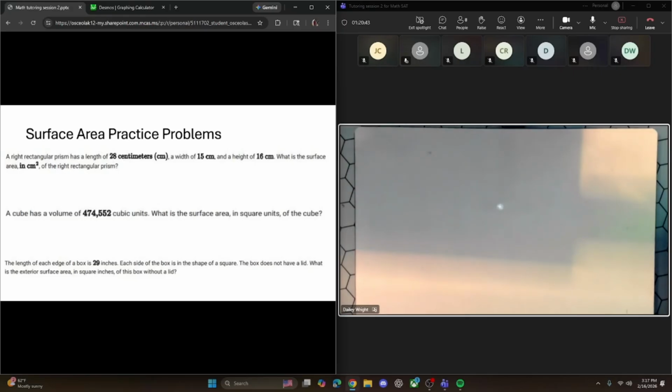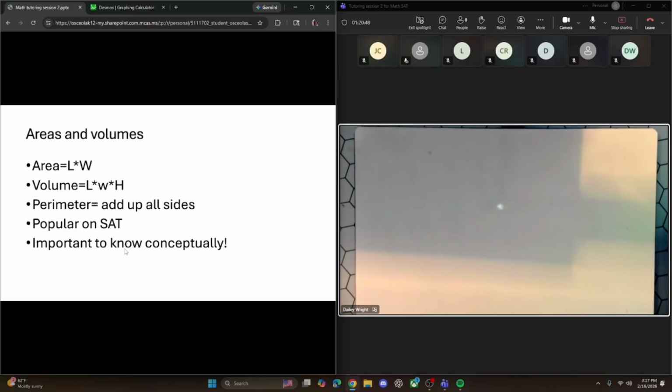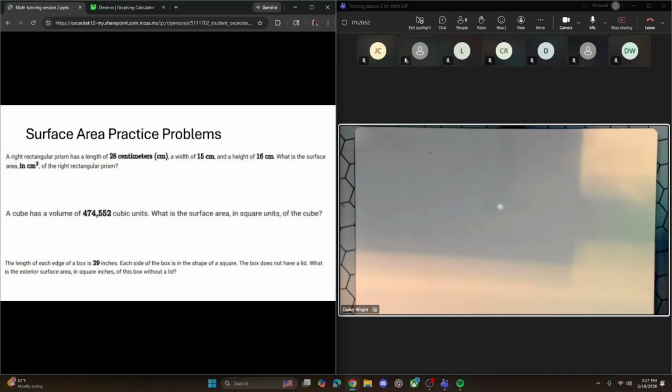Surface area practice problems. This is what I was talking about when I said this is important to know conceptually. When you're looking for volume, a lot of the time it is going to give you a volume or give you a cube, and they want you to find the surface area. This is really tough to conceptually understand.